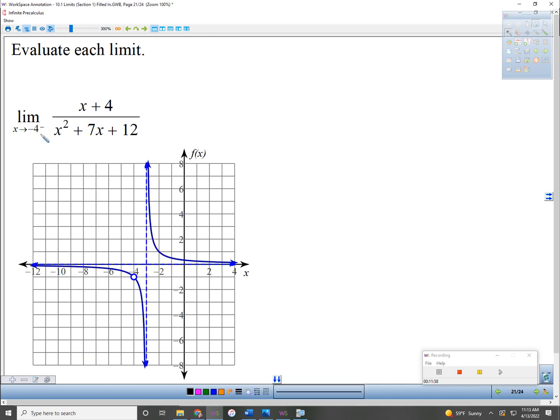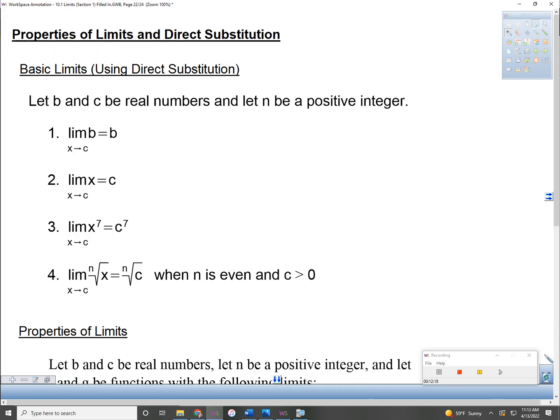And for the last one, still approaching from the left, we're approaching -4 from the left, and it looks as though I'm approaching this spot right here, which is a y value of -1. So the limit as x approaches -4 from the left would be equal to -1.